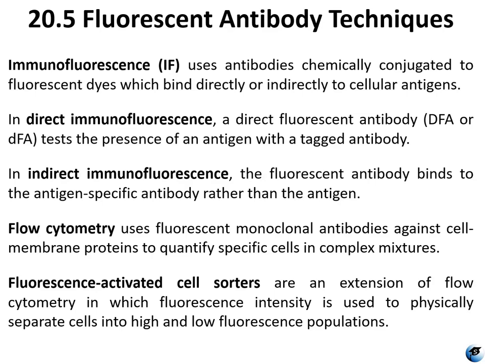So we'll go through that some more in just a second. In flow cytometry, you use fluorescent monoclonal antibodies against cell membrane proteins, and you use that to be able to count specific cell types that are in a mixture of cells in different cell types. Fluorescence activated cell sorters are basically the next step after flow cytometry, in which the fluorescent intensity can be measured, and you can use that to separate cells into high fluorescence and low fluorescence.